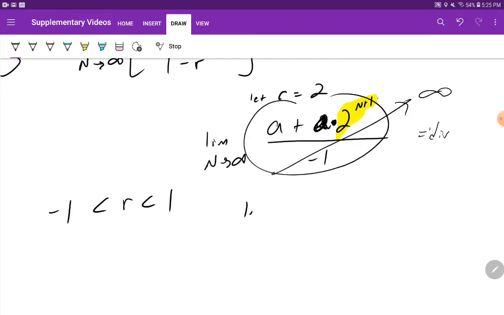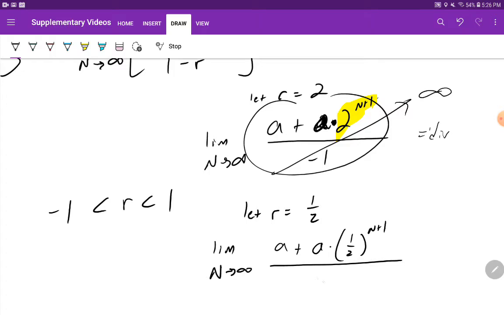Watch. If in this case now, if I let r equal, I'm just going to do 1/2 now, and I do the same exact thing, I get a plus a times 1/2 now to the n plus 1 all over, what is that, 1?